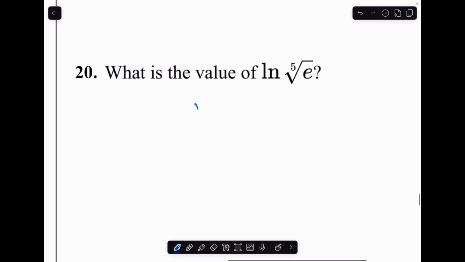And the last one here, ln of the fifth root of e, or e to the 1/5. Remember, always think of radicals as powers. e to the power of what gives me e to the power of 1/5? It's 1/5. That is it.